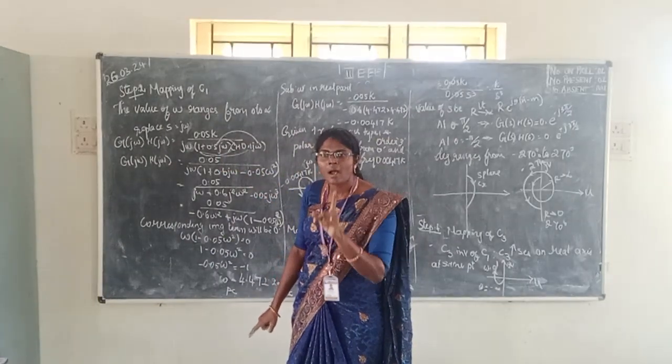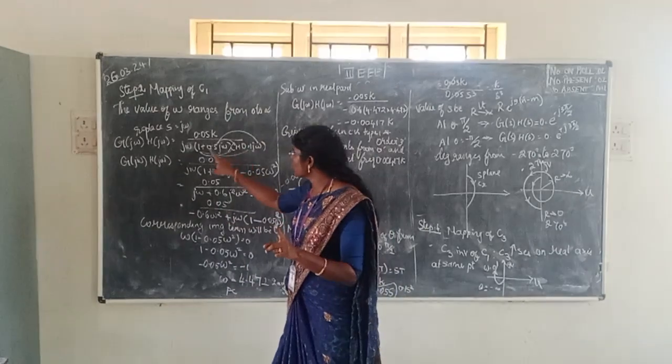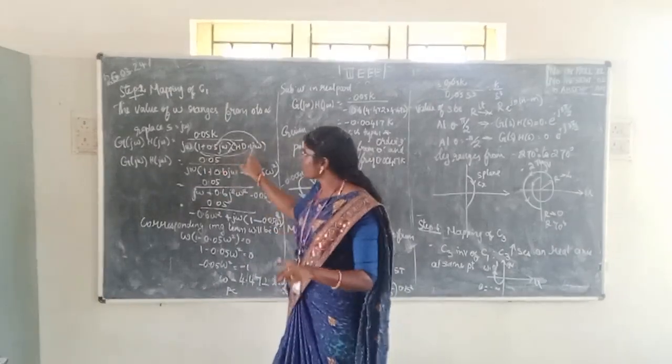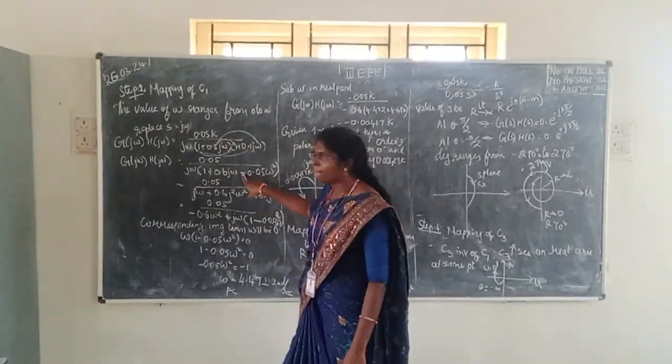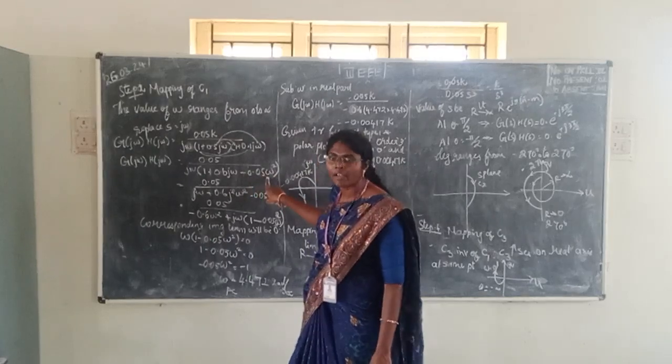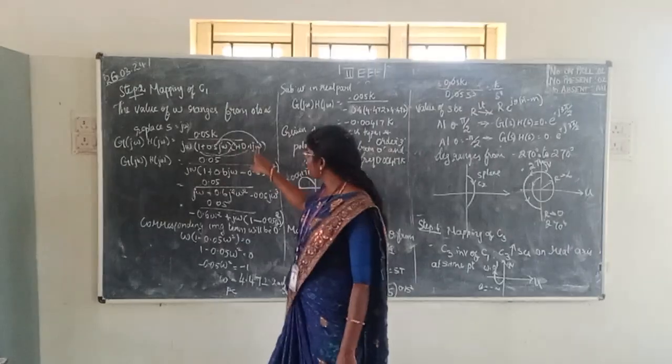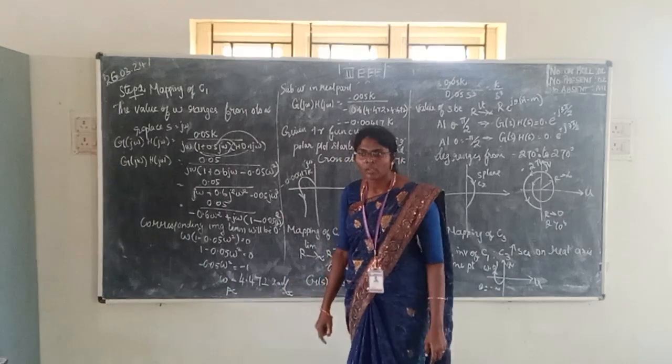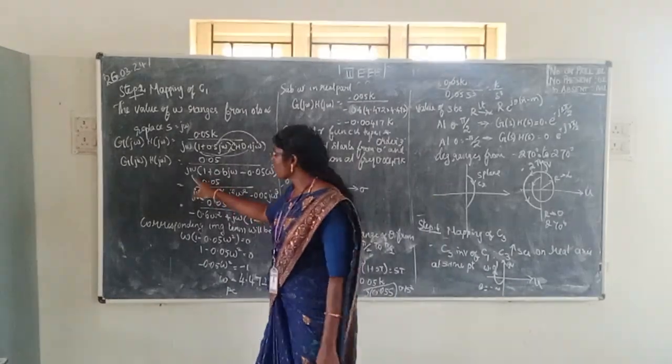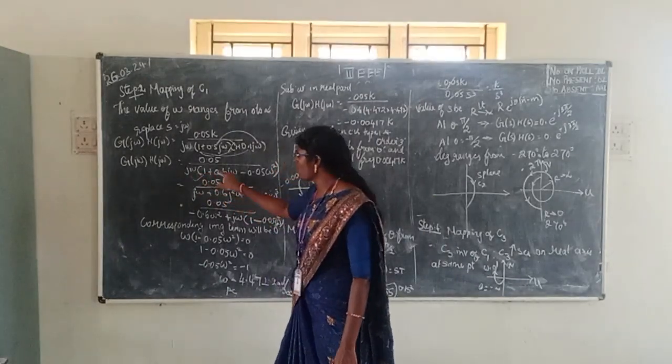J square value is minus 1, so we get plus into plus only. The J square is minus 1, so it will become minus 0.05 omega. Omega into omega will become omega square. Okay, and next what I am going to do is multiply this by j omega towards itself.